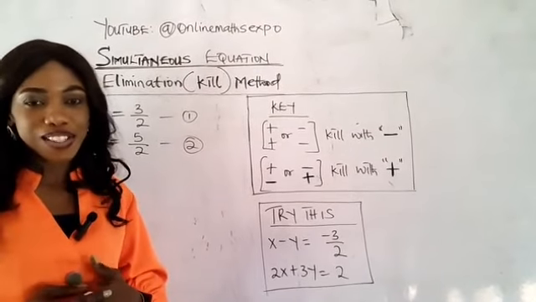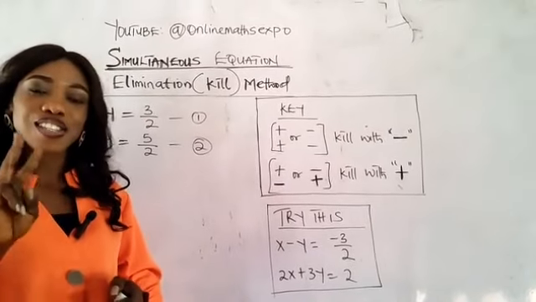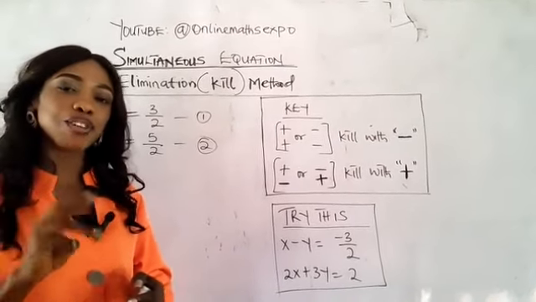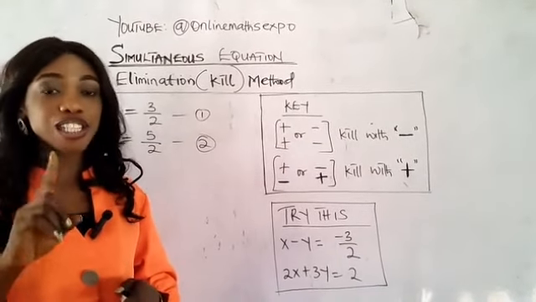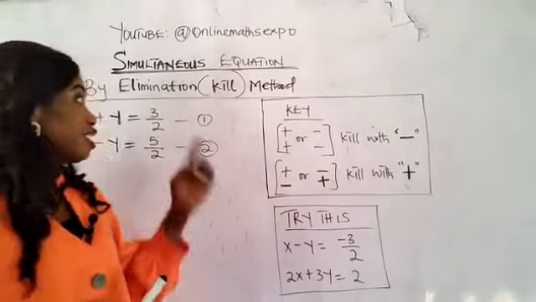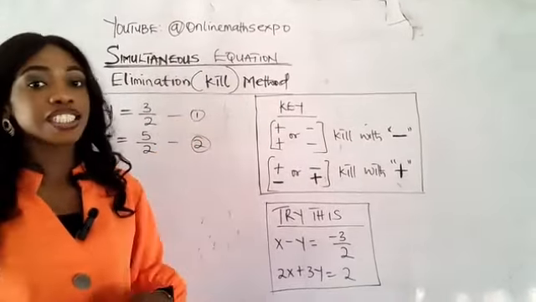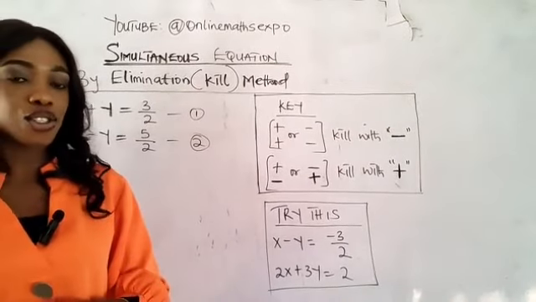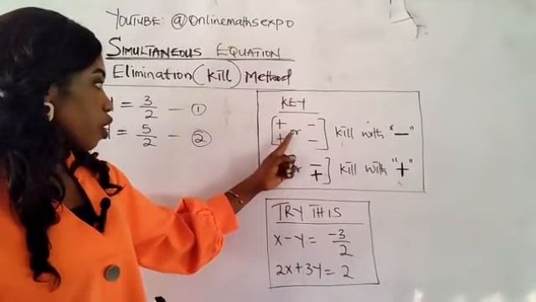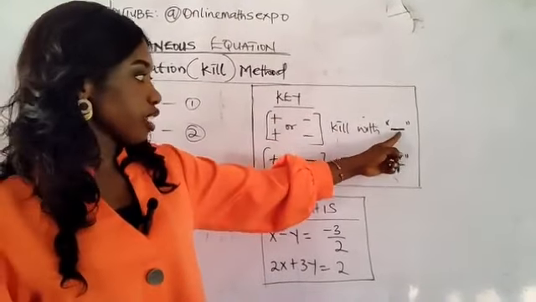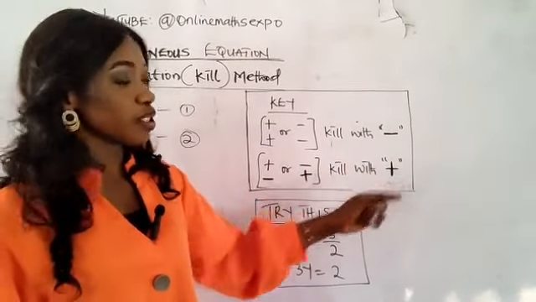There are so many ways you can solve this equation. You can solve it using elimination method, substitution method, graphical method, matrix method, and many other methods. For today's class, we'll concentrate on elimination method, or what we call kill method. But before then, there is a key to solving elimination method. When it's plus plus or minus minus, you kill it with a minus sign. When it is plus minus or minus plus, you kill with a plus sign.